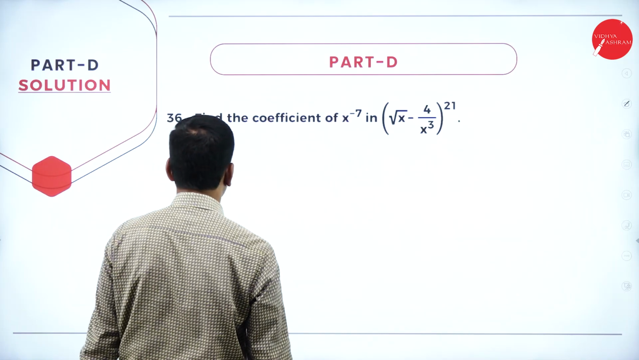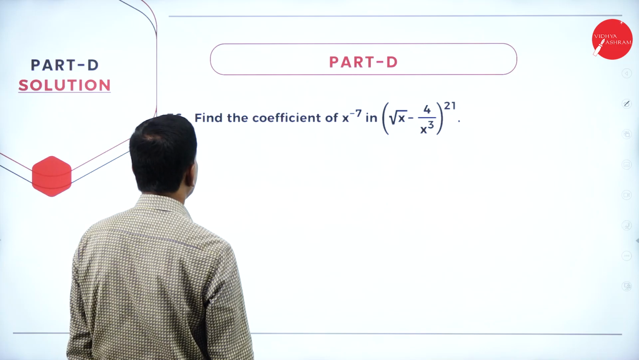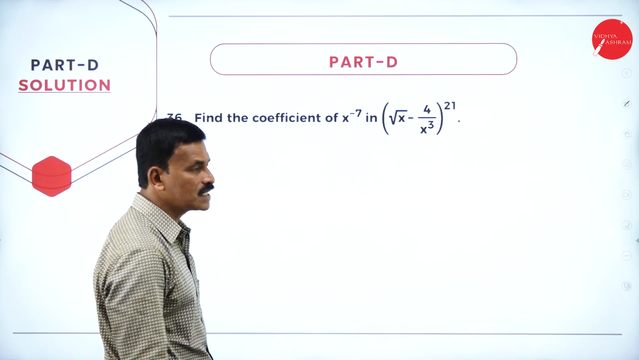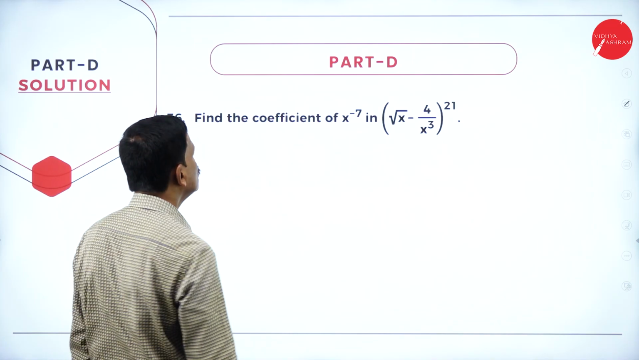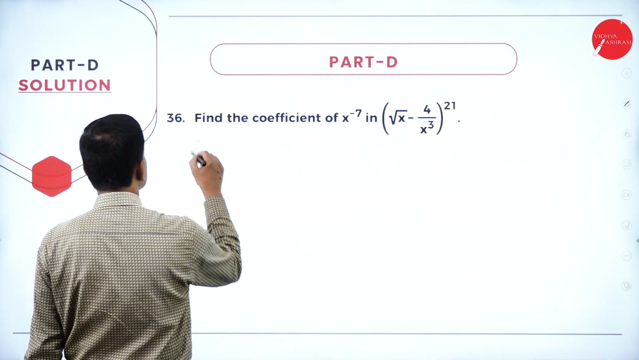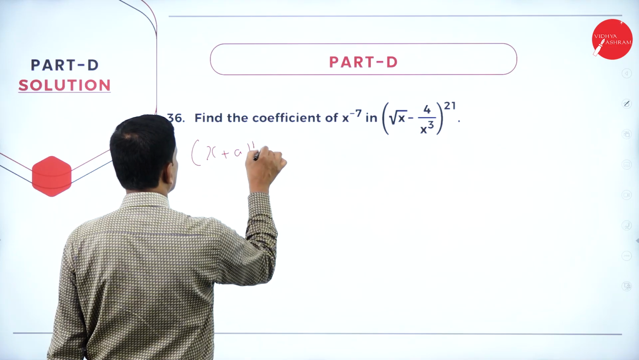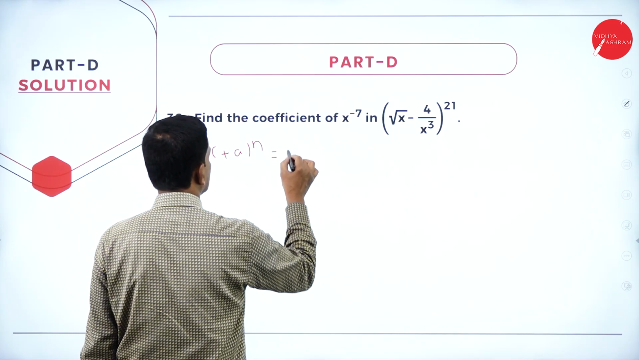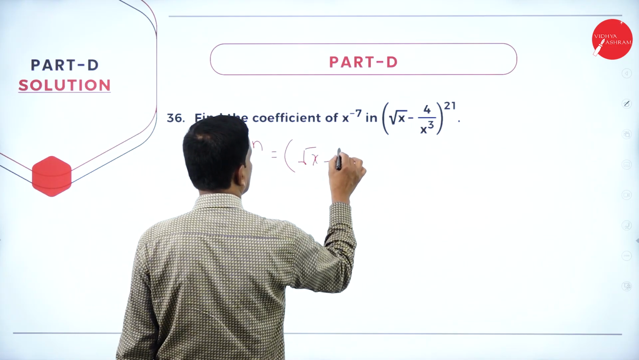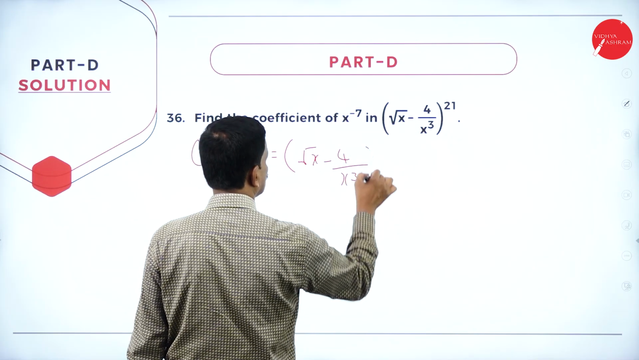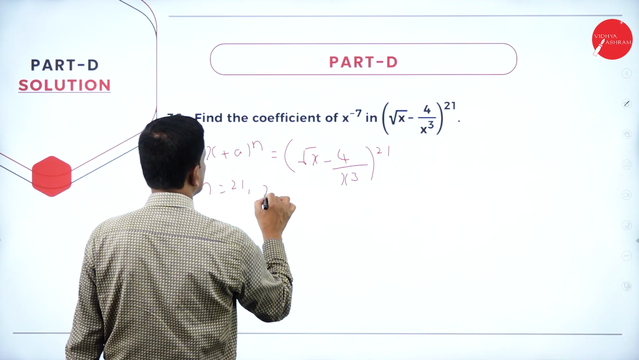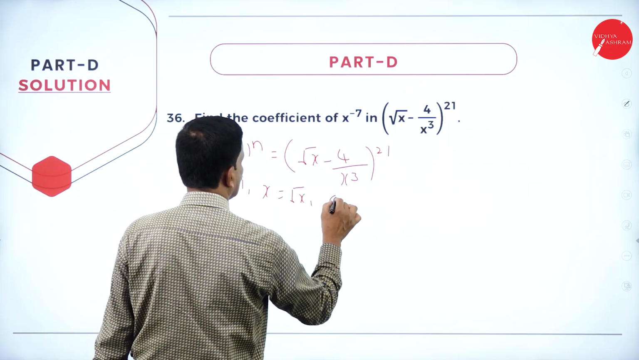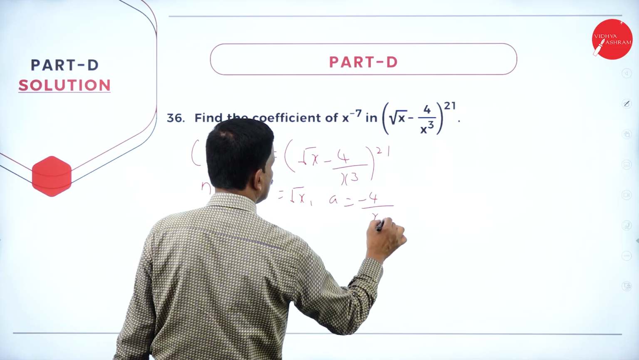The next problem is from binomial theorem. Find the coefficient of x raised to minus 7 in (root x minus 4 by x cube) whole to the power of 21. Very simple problem. Just compare with (x plus a) to the power of n. Here (root x minus 4 by x cube) to the power of 21. What is n? n is equal to 21, x is equal to root x, and a is equal to minus 4 by x cube.